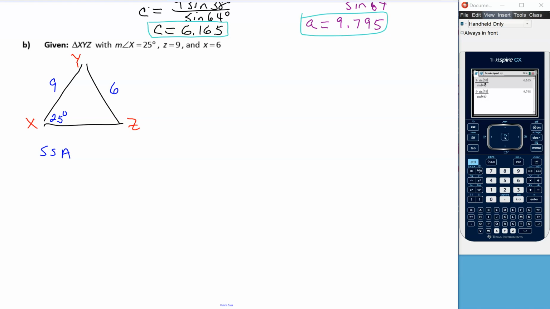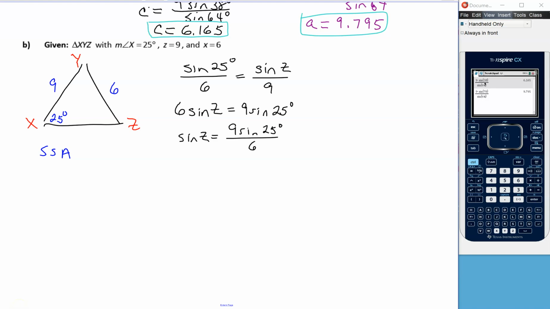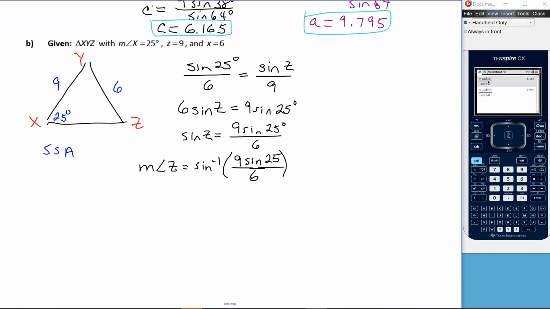We have one pair of opposite angle and side, which we can set equal to another pair of opposite angle and side, so we'll have to use the z's. Then we can cross multiply, divide by 6, and then take the inverse sine. Entering this into the calculator, we get 39.340 degrees.